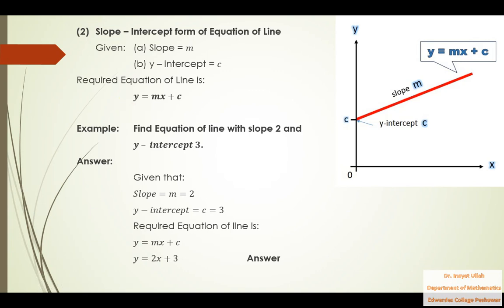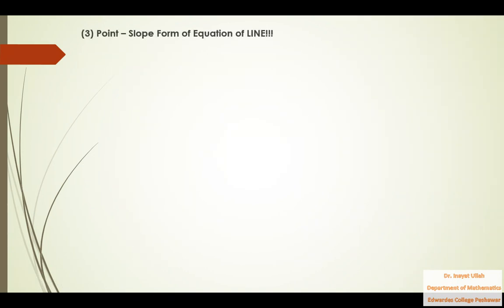Now let us study the third form, and that is called the point slope form of equation of line. This is very clear here, that whenever you are given a point on a line and you are given the slope of a line, point slope. So whenever a point is given to you and the slope of a line is given to you, that topic is about the point slope form of equation of line.